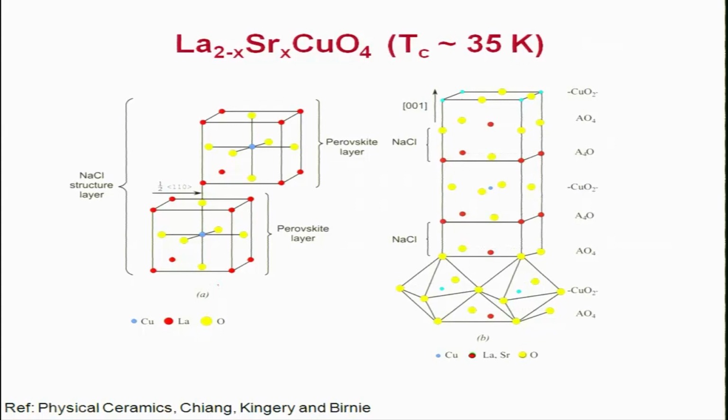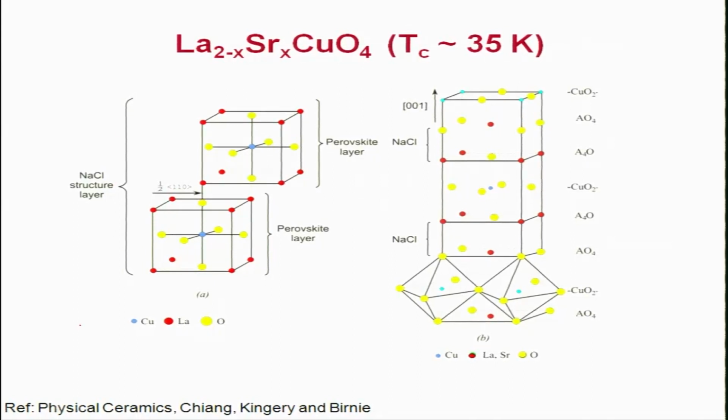So, you can see this perovskite layer, this is the copper atom, this is the lanthanum atom, and this is the oxygen. Copper is the smaller atom, lanthanum is the bigger atom, and it has these zigzag kind of perovskite layers. You have one perovskite layer, another perovskite layer is shifted by half 110 vector. So, it has this one perovskite layer, shift another perovskite layer, and so on and so forth. So, overall if you look at this, together they make a NaCl layer.